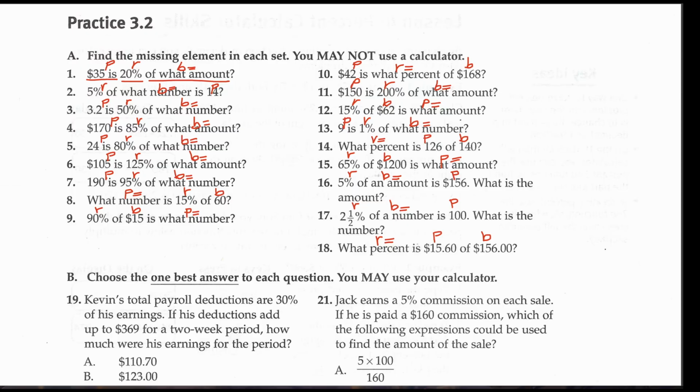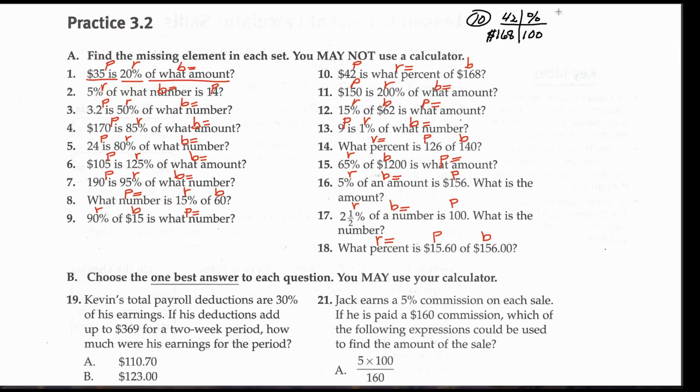Number 10. 42 is. So let's look at number 10 over here. Let's draw the big plus. 100 goes here. Okay, 42 is. Remember, the part goes here. The rate, we don't know, so it goes here. And the base is $168. It goes right here.